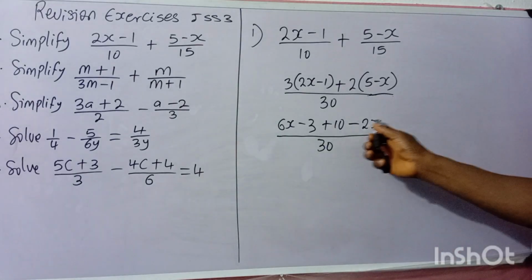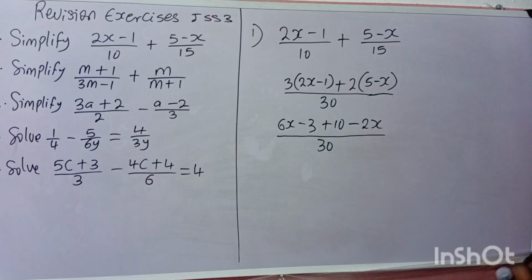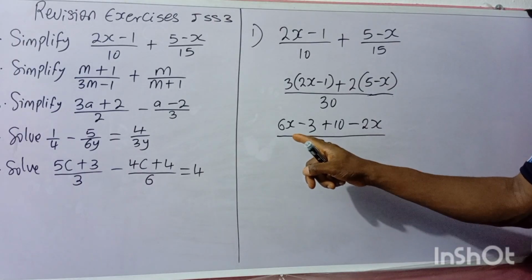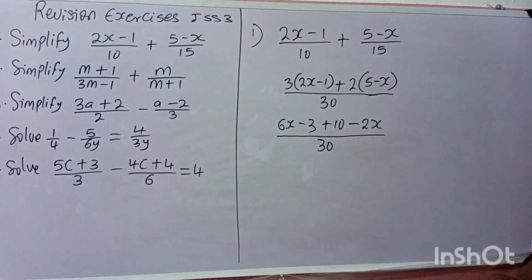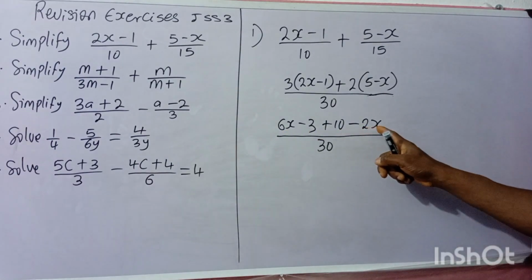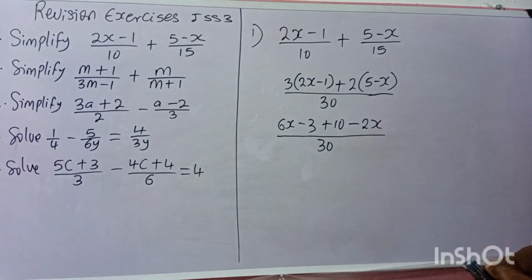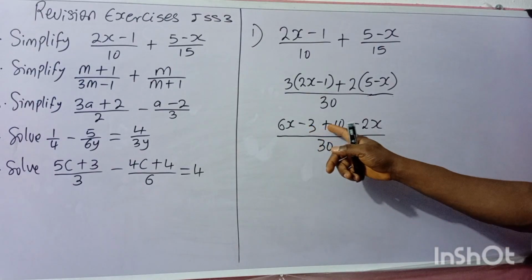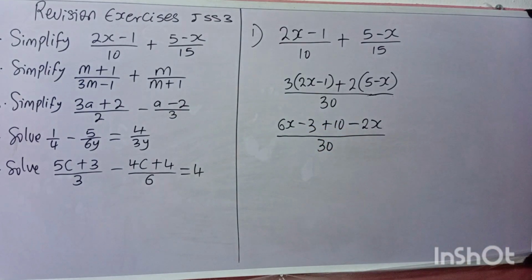All right, so what we have to do here is to collect like terms. The ones with similar alphabets should be grouped together as like terms. As you can see here, 6x and minus 2x are like terms, so we'll bring them together. Then the numbers minus 3 plus 10 will be grouped together as well because they are like terms. They do not have alphabets.